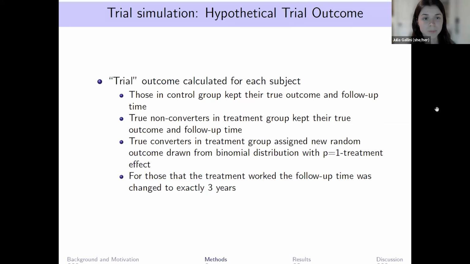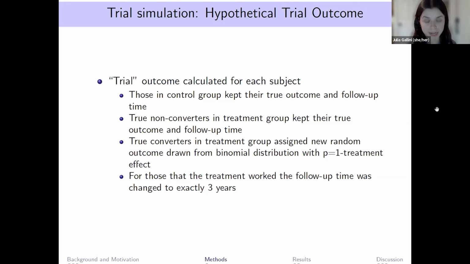Next slide. We could then calculate the trial outcome, or what might happen to these individuals in a hypothetical trial based on what happened to them in real life. So everyone in the control group would keep their true outcome and follow-up time, as well as true non-converters in the treatment group. All of their data would stay the same.